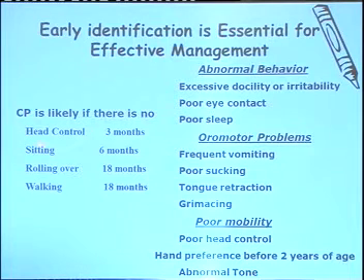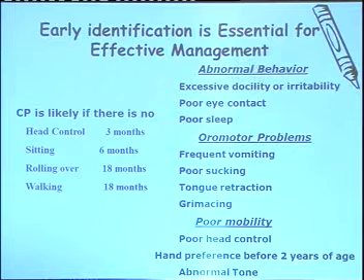CP is likely if there is no head control after 3 months, no sitting after 6 months, no rolling over by 18 months, and no walking by 18 months. Abnormal behavior, excessive docility or irritability, poor eye contact, poor sleep, oromotor problems, and all these things help you in diagnosing or suspecting CP in an infant.